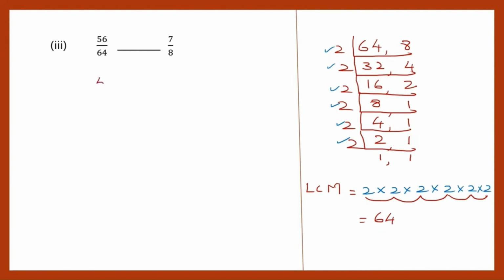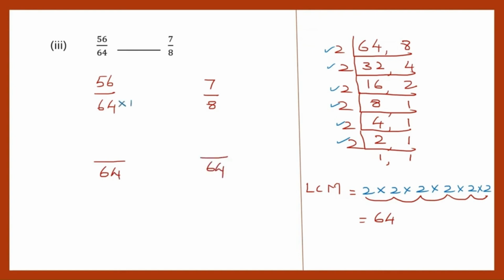We're going to use that here. Let me write down the fractions. 56 by 64 and 7 by 8. My denominators have now become 64. So let me write that down. 64.